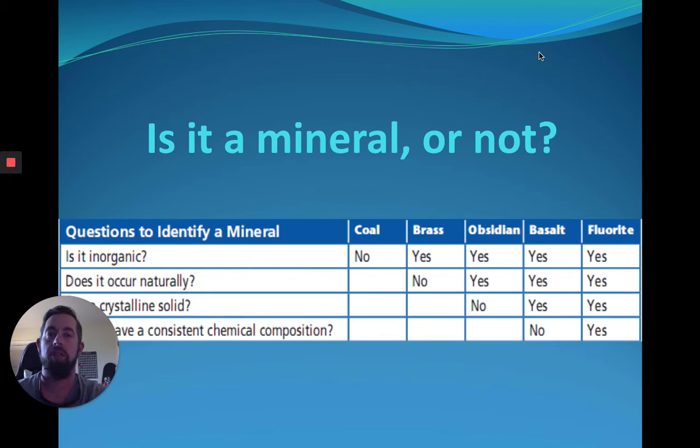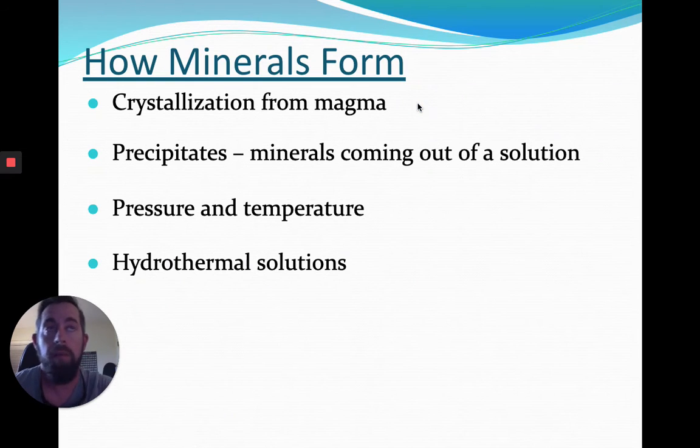Now, this is a good table to use if you're just looking at something like coal. Is coal inorganic? No, it's not a mineral. Brass. Is brass inorganic? Yes. Does it occur naturally? No, brass is not a mineral. And you can keep going down the list, and that's kind of how you can find out what are minerals and what aren't minerals.